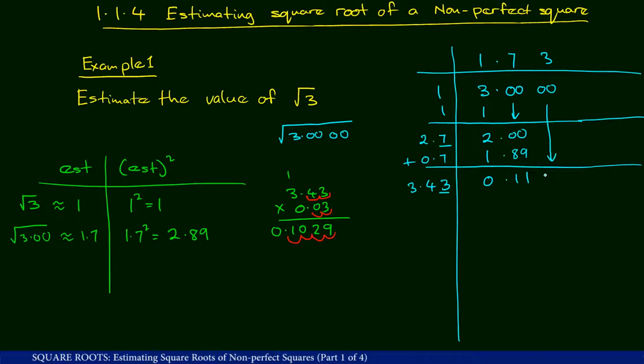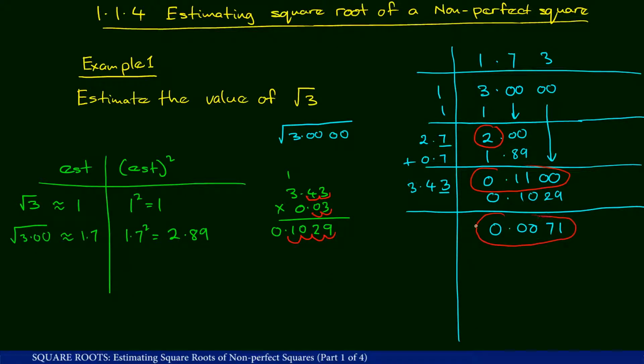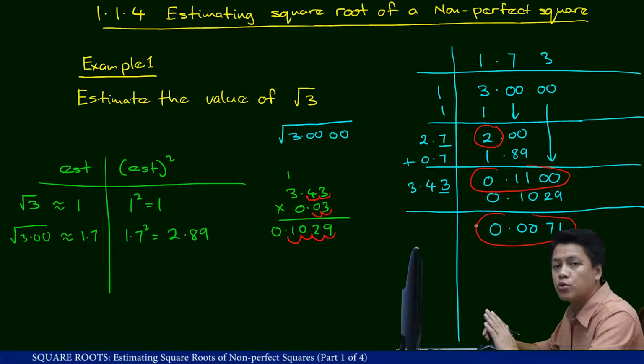Yes, we bring down the pair. So 0.1029. And the new remainder is 1 and then 7, 0.0071. So now we have improved the accuracy even further. How do I know that? Because our remainder has dropped from 2 to become 0.11 to become 0.0071. So we are converging to the more accurate representation or the more accurate estimation of square root of 3.